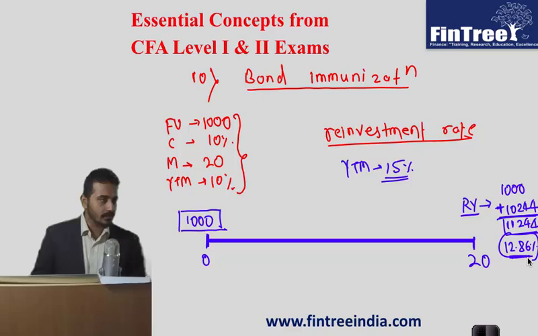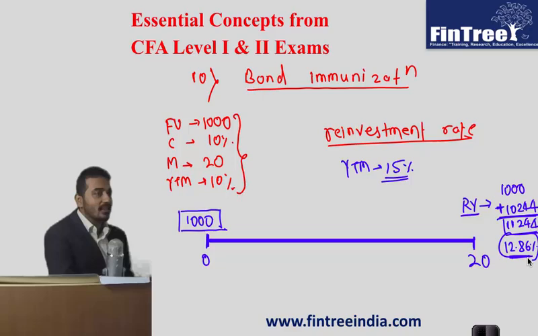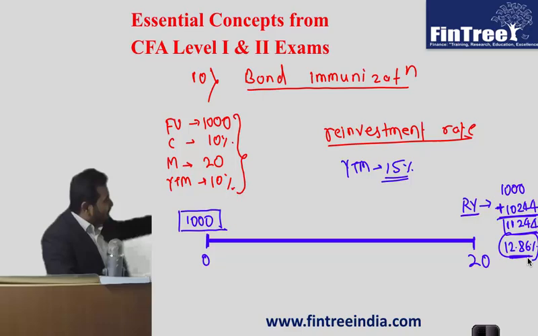10%, and we are having a benefit because we got to reinvest the coupon at the rate of 15%, because reinvestment rate is nothing but interest rate in the market, and interest rate in the market is YTM. So when you purchase the bond, YTM of your bond was 10, then the YTM changes every day. Fine. Now what if your holding period was not 20 years? What if your holding period was only 3 years?